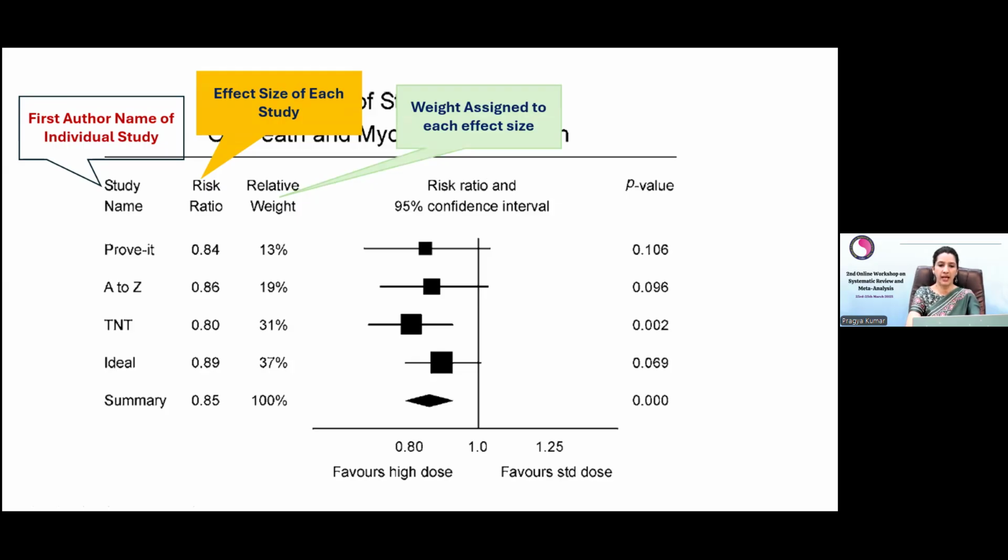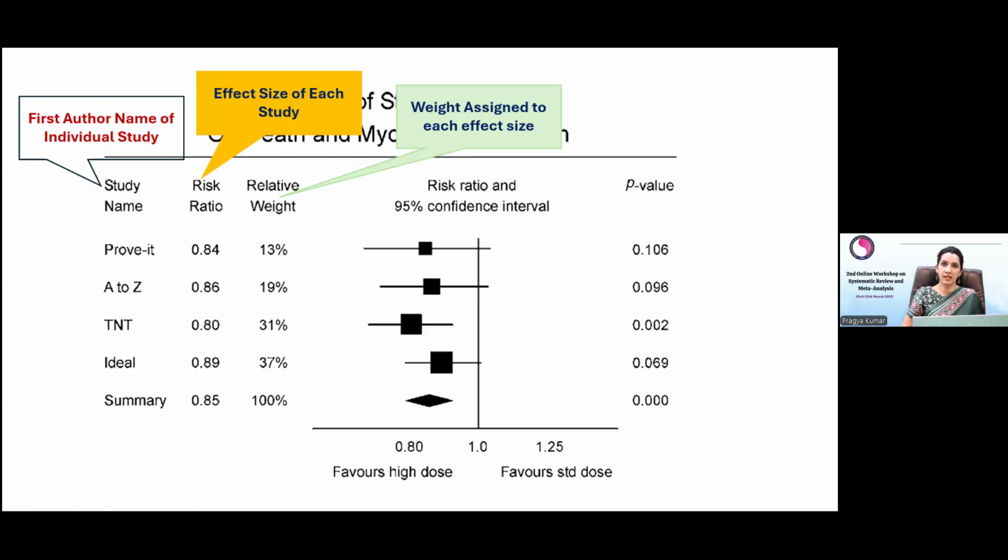The size of the square tells you the weightage of the study. So you can see here, which is the largest square that you are observing in all these four studies: Prove It, A to Z, TNT and IDEAL? Which is the largest square? Yes, Dr. Vishnu Priya, Farzana, Geeta, IDEAL. Very right, that is the largest.